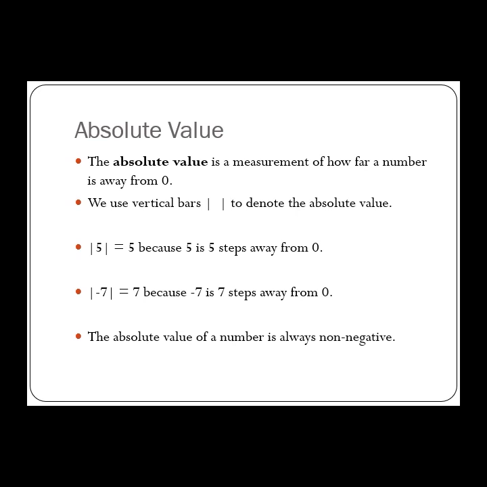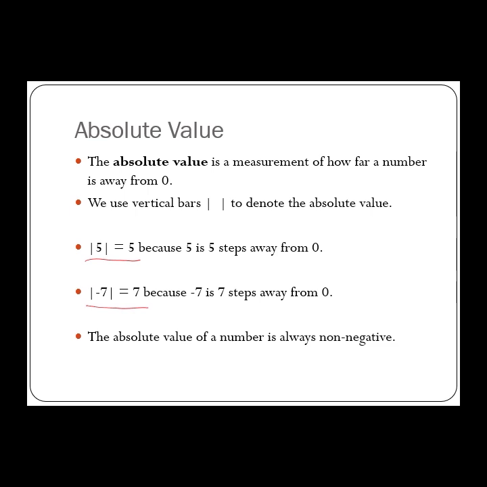Absolute value are these vertical bars around a number. What absolute value represents is a measurement of how far away from zero a number is. It's more of a measurement of distance. So the absolute value is going to give a positive number. 5 is 5 steps away from 0, so the absolute value of 5 is 5. Negative 7 is 7 steps away from 0, so the absolute value of negative 7 is 7.